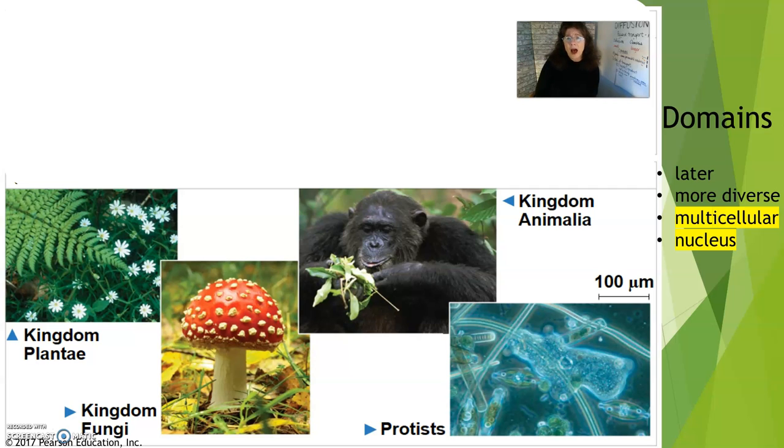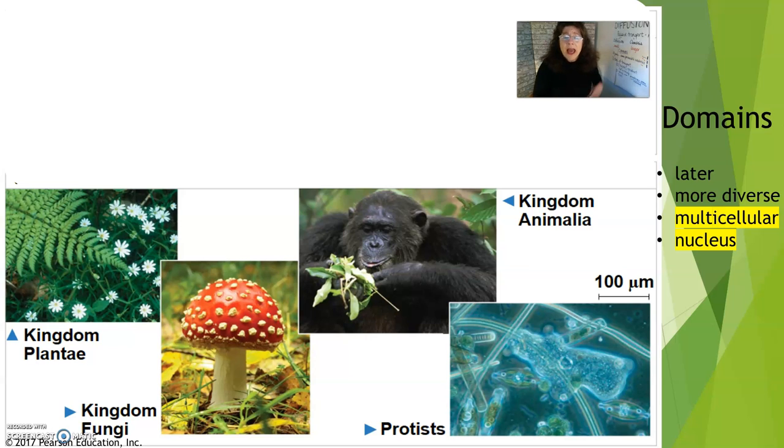But the domain of Eukarya covers several kingdoms. Remember, domain, kingdom, phylum, class, order, family, genus, species. Kingdom is next down. So kingdoms that are in the Eukarya domain include kingdom Plantae, kingdom Fungi, kingdom Animalia, and the protists, which are not a kingdom because we really haven't figured the protists out all that much yet. And if you want to do some research on protists, we could certainly use your help.